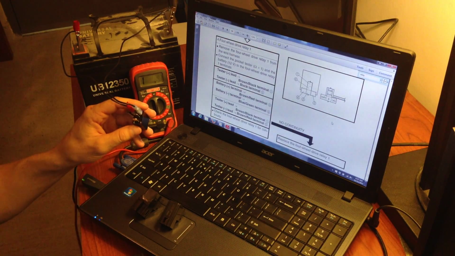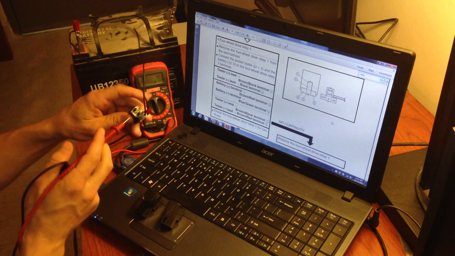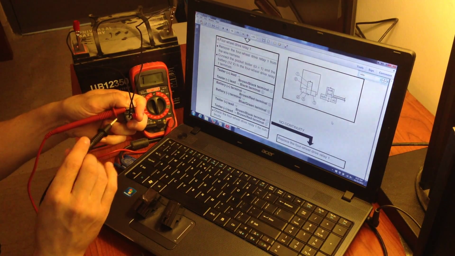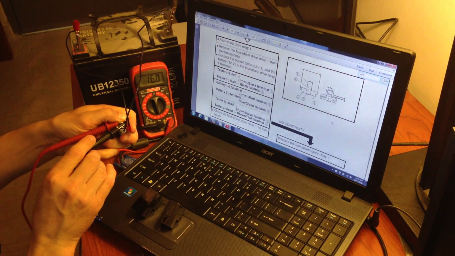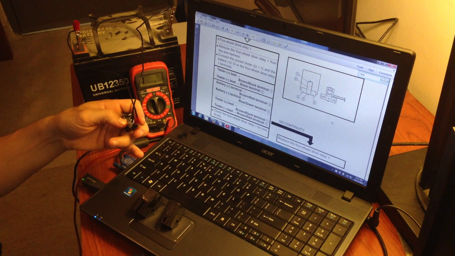So it's telling me now the next step and the final step is to put my positive on the first one and my negative on the second one. So you can see we've got continuity. Now that's a good relay. That's all there is to it.